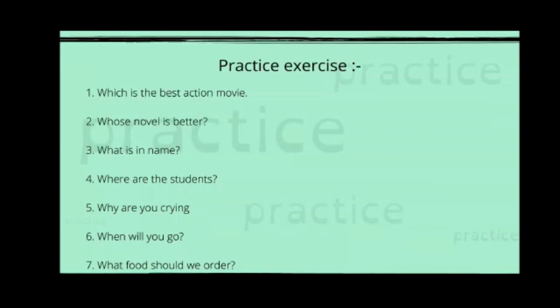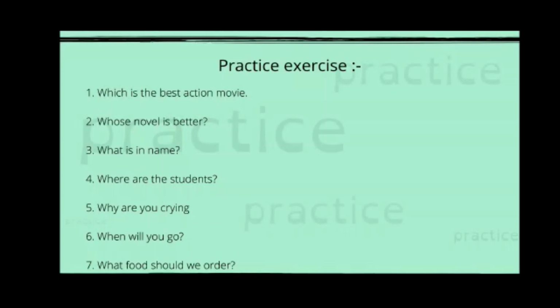And now we have come to the end of the video. We are going to have a small quiz in which we identify the interrogatives correctly. Let's start. First one, which is the best action movie? Here, which is alone, not with a noun, so it is an interrogative pronoun. Whose novel is better? Whose is along with a noun, novel, so whose is an interrogative determiner.